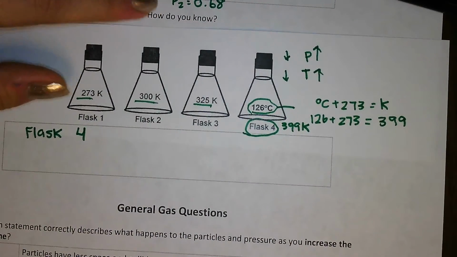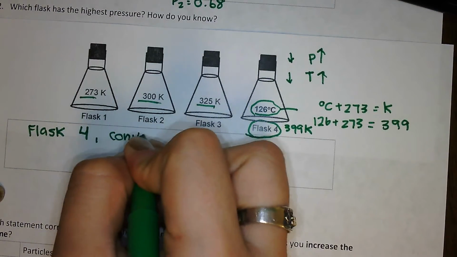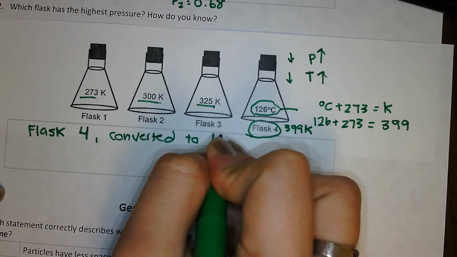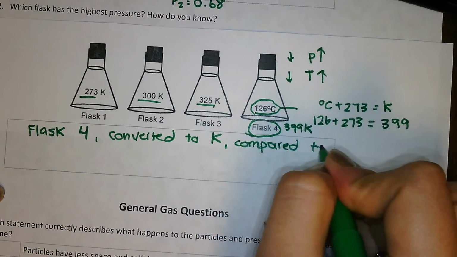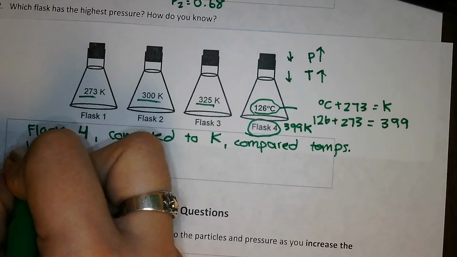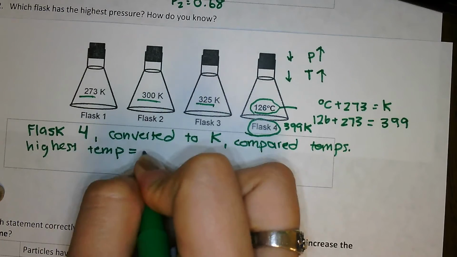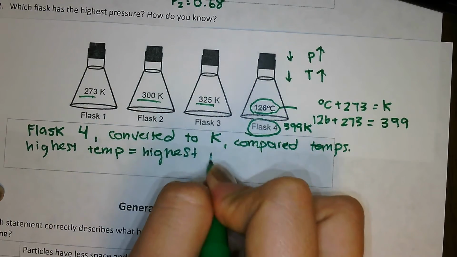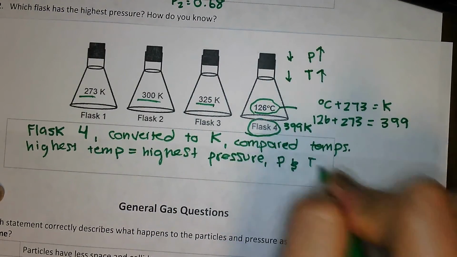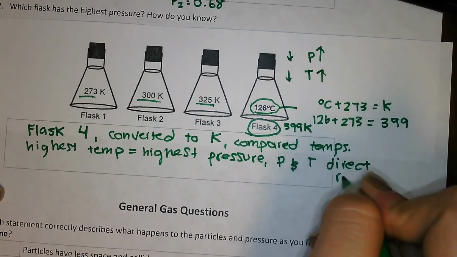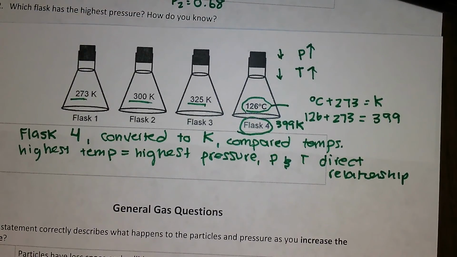How do I know? Well, I converted. I'm just going to shorthand this. Converted to Kelvin. Compared the temperatures. Highest temp. The highest temperature means the highest pressure. And I know that because pressure and temperature have a direct relationship. And that is all for Gay-Lussac's law.